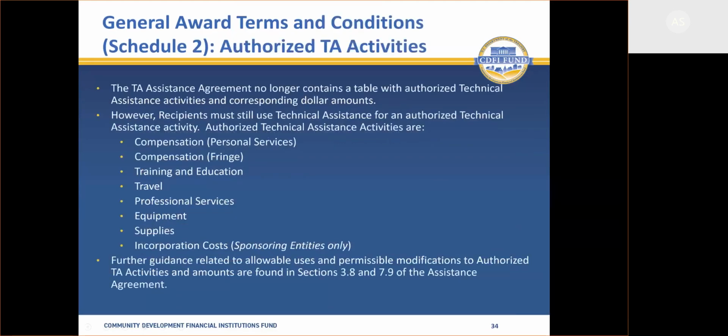Thank you, Sharon. We'll take a moment to review the authorized TA activities. There are 7 to 8 categories of things that you must spend your TA award on. They are compensation, whether for personal services or fringe benefits, training and education, travel, professional services, equipment, supplies, and for our NACA sponsoring entities only, may use part of the TA award towards the corporation costs of their new legal entity. Make sure you look in your assistance agreement, sections 3.8 and 7.9, for some more helpful pieces around allowable uses of the TA activity awards.